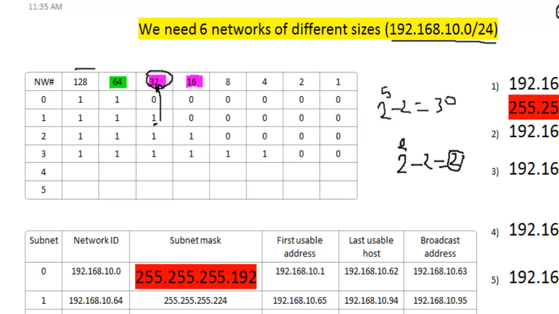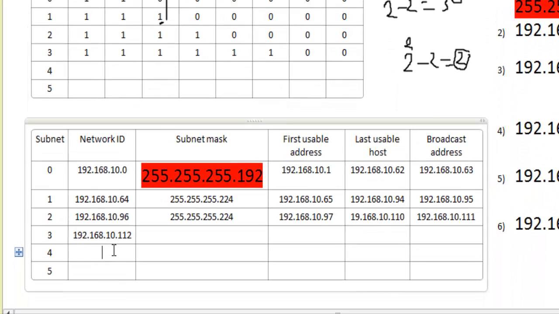Okay, so what is the magic number? The magic number is 4. So you're going to add 4 to 112. So 4 plus 112, this is what you get: 192.168.10.116. This is the next one.